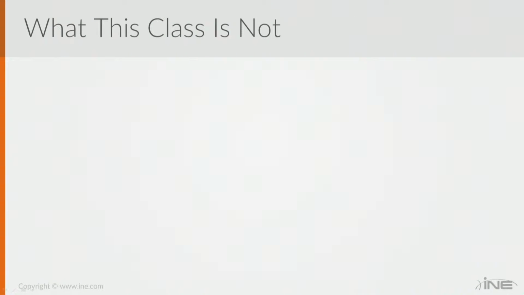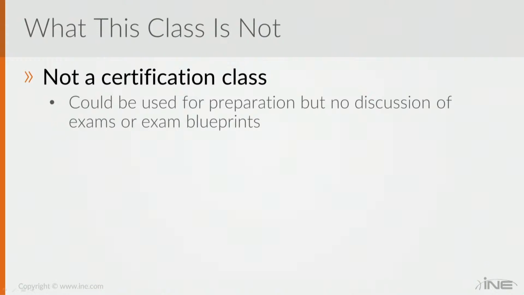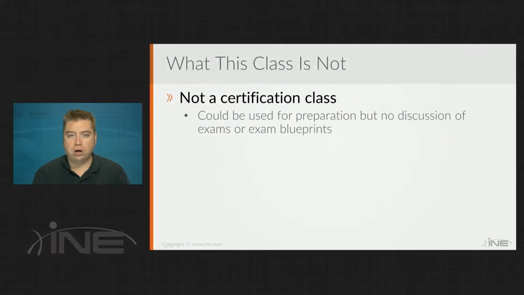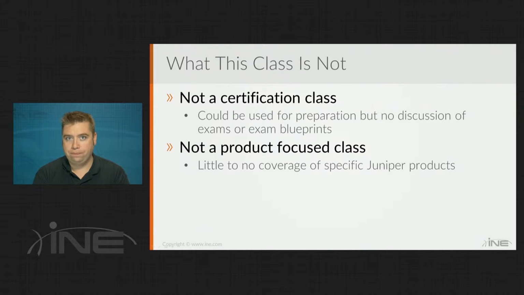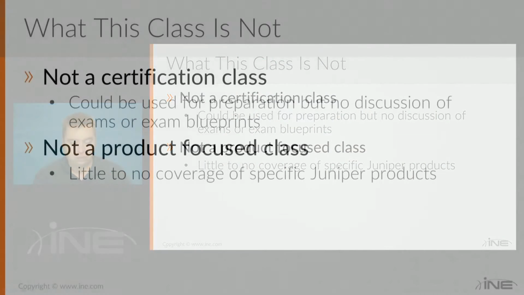So what is this class not? First and foremost, it's not a certification class. You could theoretically use the knowledge that we're going to be talking about to take the Juniper certification exams, but we're not going to be talking about those specifically. So not about the blueprints, not about the actual exams. The other thing is that this is not a product class. We're not going to be talking about the specific Juniper hardware options, the differences in the interfaces and the port density in Cisco versus Juniper. We're mainly focusing on just the operating system, just JunOS.